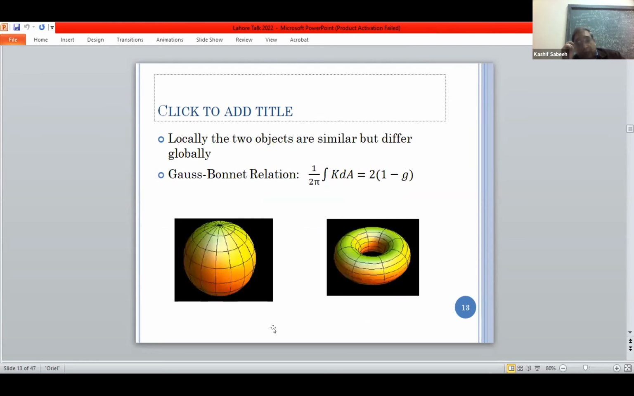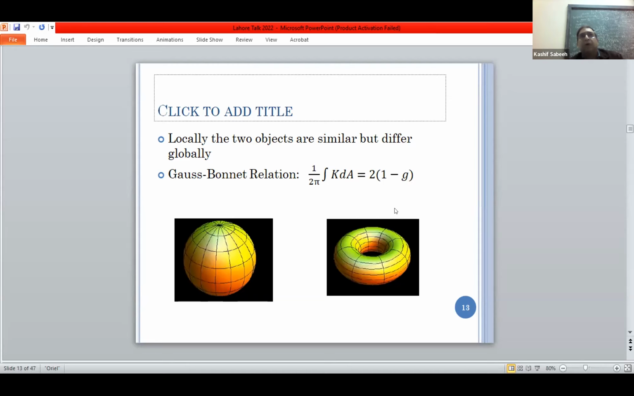And an important theorem is what is called the Gauss-Bonnet theorem. It's a very important, deep, and beautiful result. K here is the Gaussian curvature. If you take the curvature and integrate it over a closed surface like a sphere, what you obtain is the value here. On the right, g is what is called the genus.